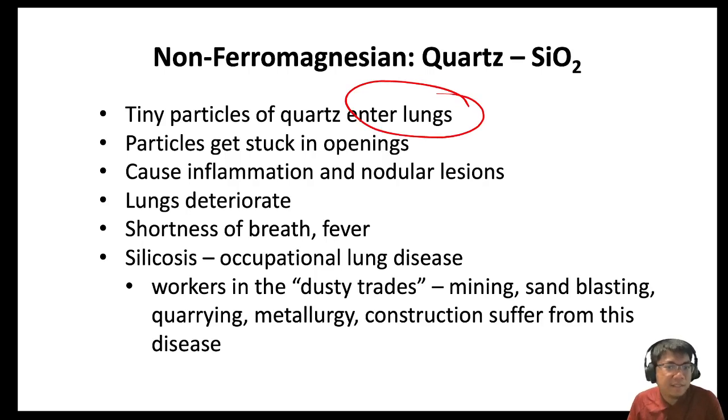Because these particles can get stuck within our body, and they can cause inflammation and some other diseases. Because the quartz minerals, if they are so tiny, are actually very sharp as well. So you don't want these things within your respiratory system. Now, the disease that is associated with the presence of quartz within the lung is called silicosis.